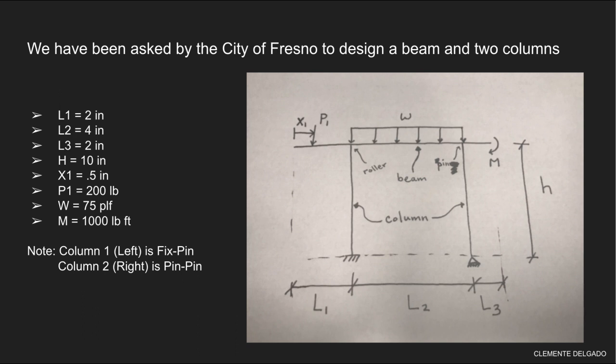They told us that there would be a 200-pound point load at half a foot from the left and a distributed load of 75 pounds from 2 feet to 6 feet. They also told us that there will be a moment at the end of the beam, which is at 8 feet, with a moment of 1,000 pounds per foot. To conclude, they state that column 1, on the left, is fixed-pin, and column 2, on the right, is pin-pin.